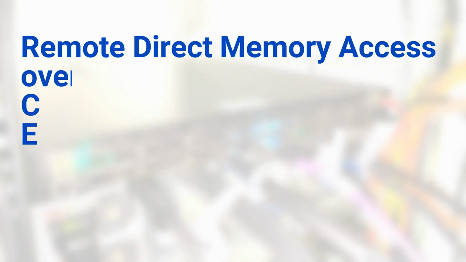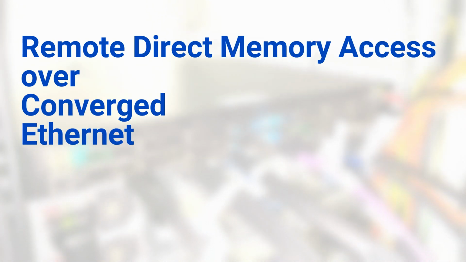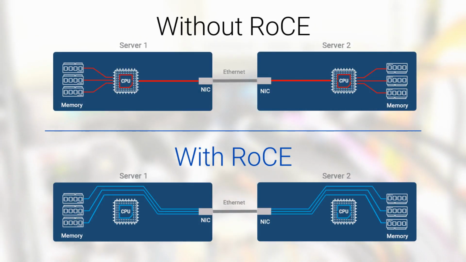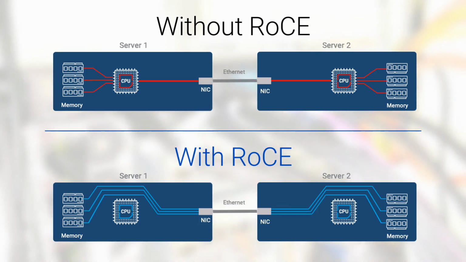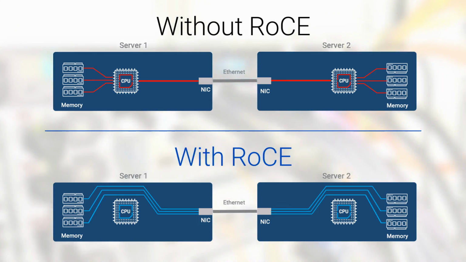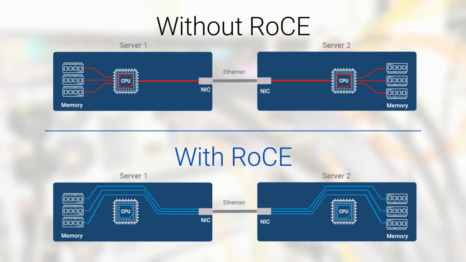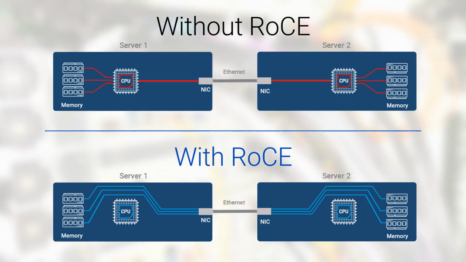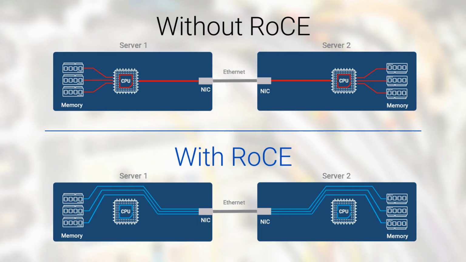RoCE stands for Remote Direct Memory Access over Converged Ethernet. This standard is Ethernet's response to its competitor, InfiniBand. RoCE allows extremely fast and low-latency data transfers over classic Ethernet links. Data is transferred directly from one server's memory to the memory of another server without the need of processor intervention.